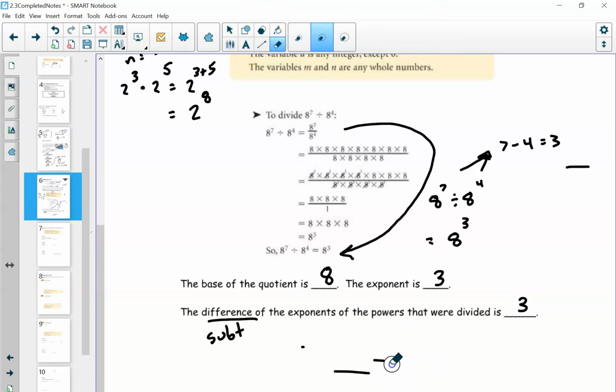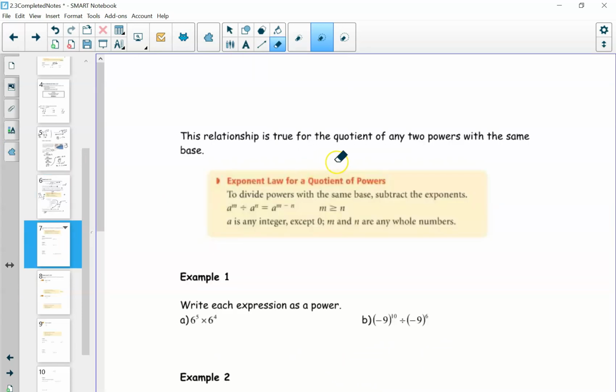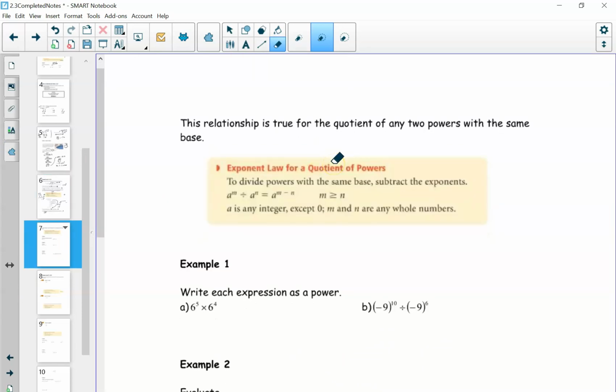Just like we did above. Erase these little marks. All right, let's move on to the official explanation. Very similar to what we did for multiplication. Quotient is division, right?